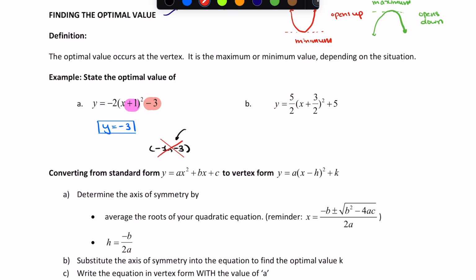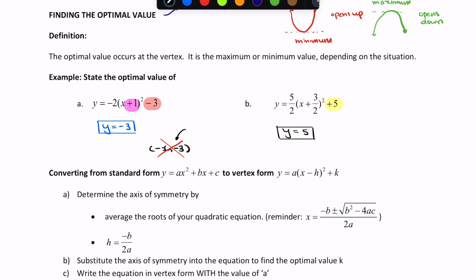And so here we have y is equal to 5 over 2 (x plus 3 over 2) squared plus 5. Again, we see that the y value of the vertex is equal to 5. So here we write our optimal value as y is equal to 5.